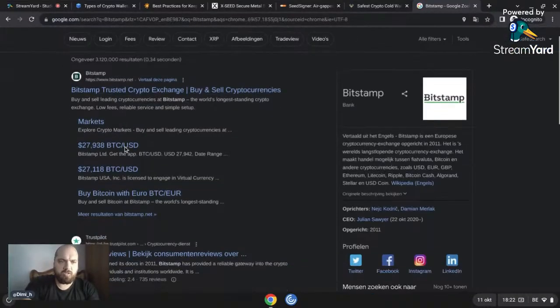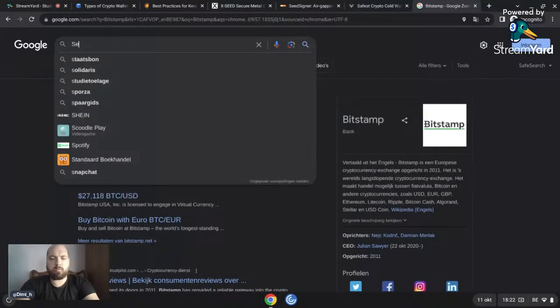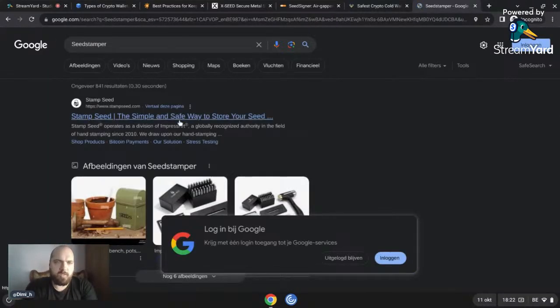No, that's an exchange. Oh no, it was called Seed Stamper. No, with all the companies, sometimes I mess up a little bit. Stamp Seed, here we go.